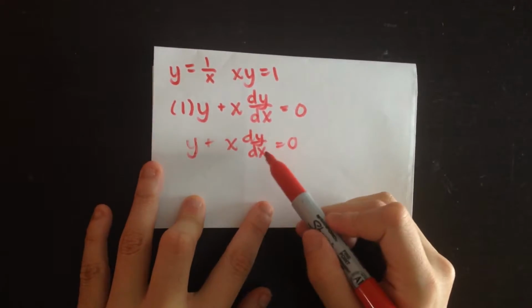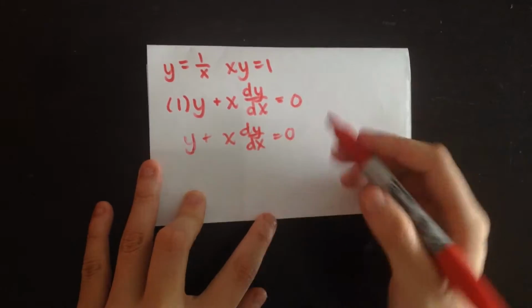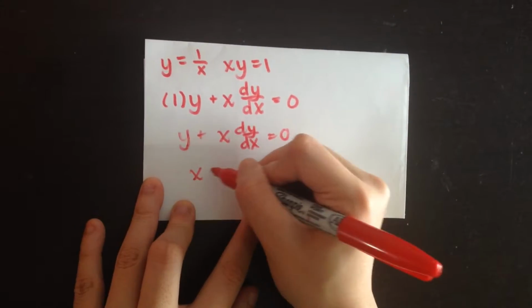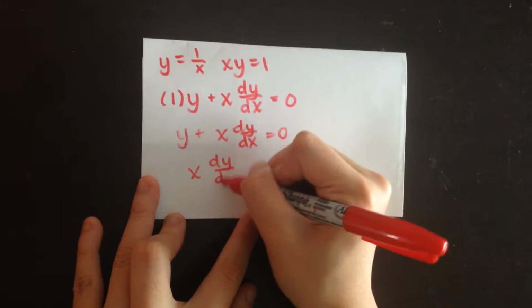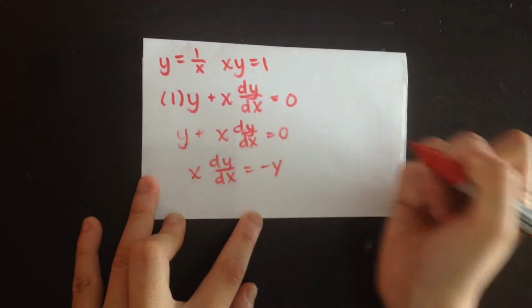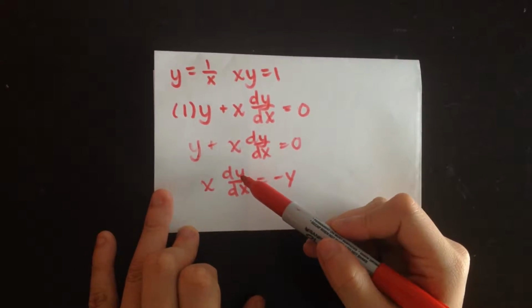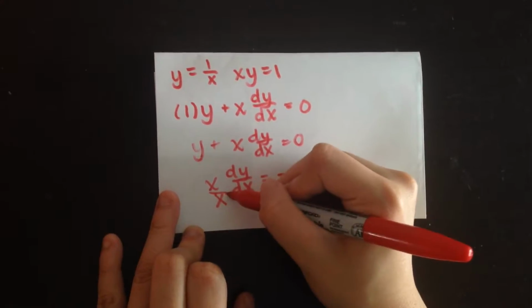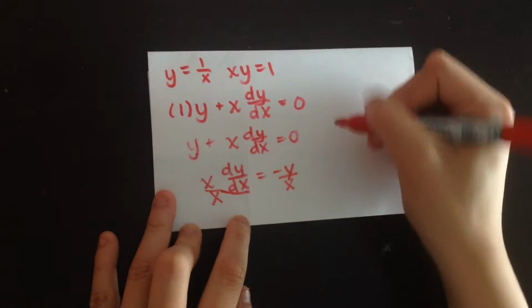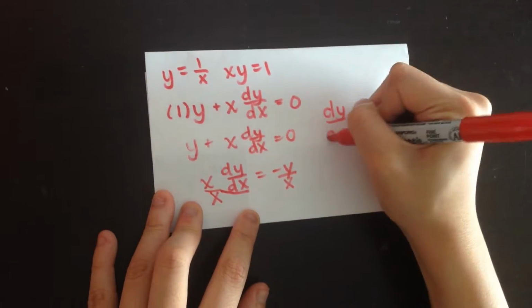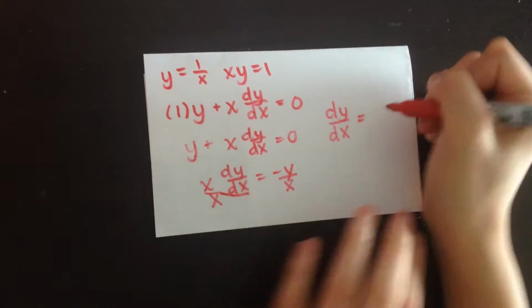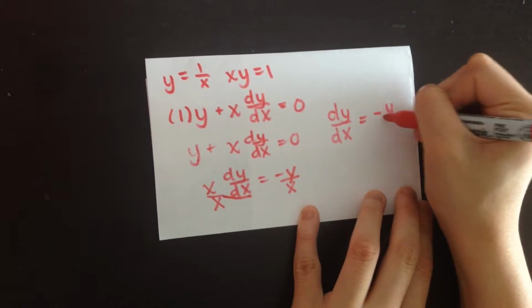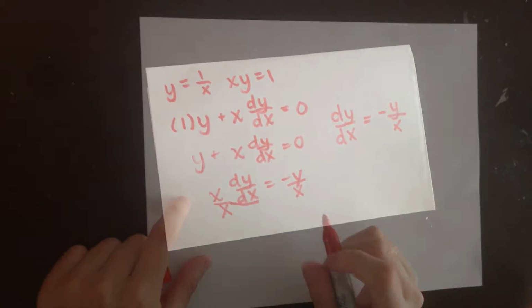Now to get the dy over dx onto one side, you just subtract the y, so it would be x dy over dx equals negative y. And now you're trying to isolate this by itself without any terms in front of it, so you just divide by x on both sides. So your final derivative that you have derived implicitly is dy over dx equals negative y over x.